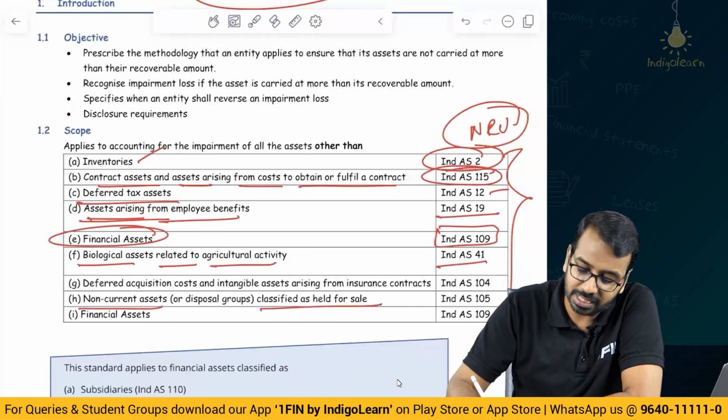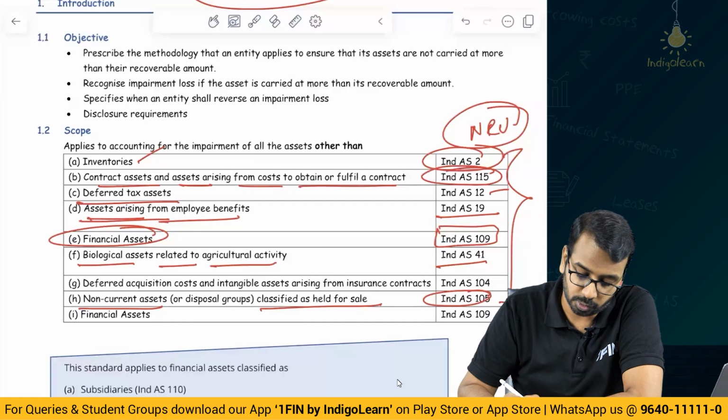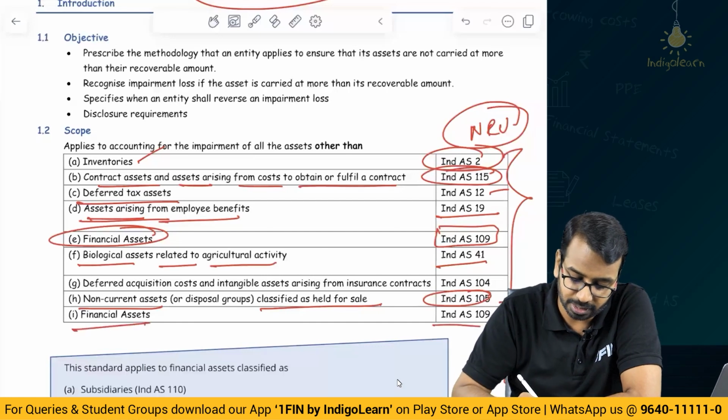Non-current asset classified as held for sale, IndAS 105. Here also it is fair value less cost to sell, but you don't have the value in use concept. Financial assets, IndAS 109, it's just a repetition.